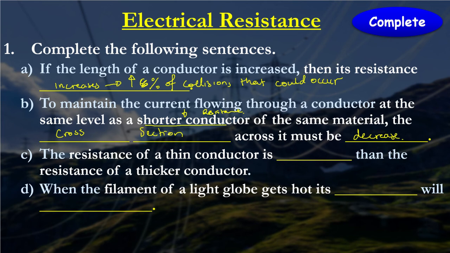Okay, the next one we have is the resistance of a thin conductor is higher or lower in resistance. So if it's more thin, it has a higher resistance. When the filament, so imagine you have a light bulb, the old standard light bulb, you have a filament, this little piece of metal wire gets hot, what will happen? So its resistance will increase. So as things get warmer, we should expect an increase in the resistance.